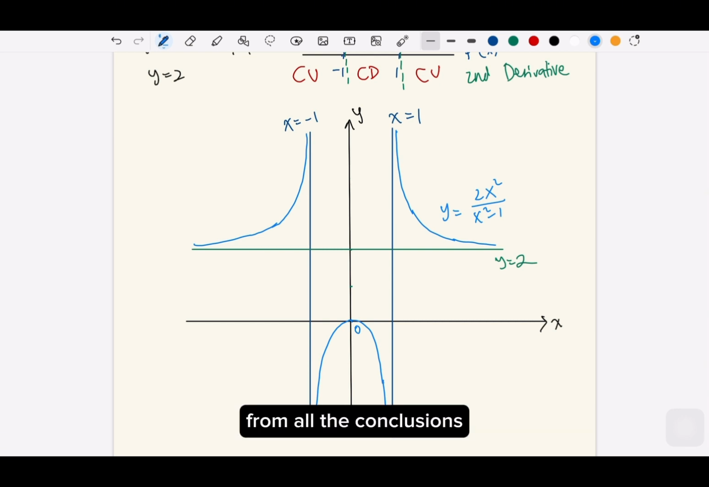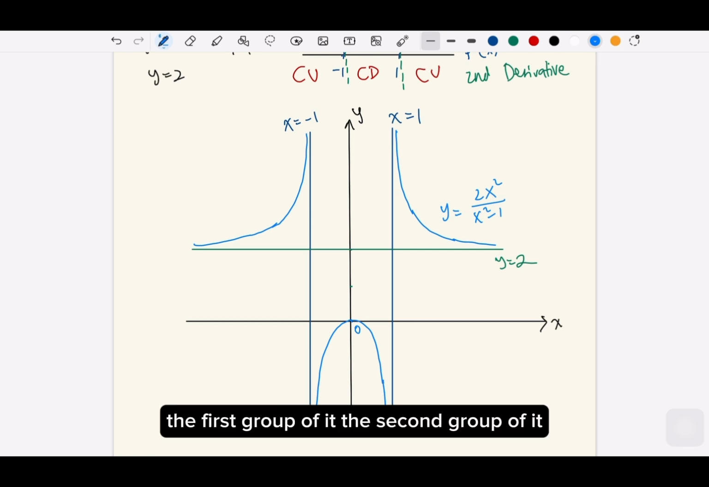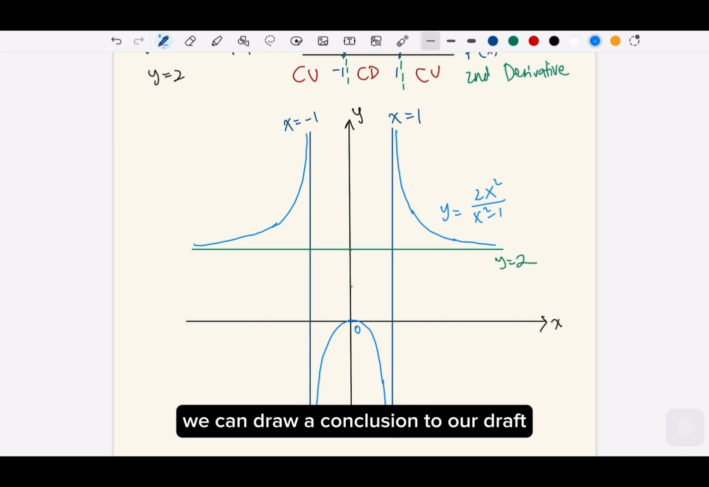From all the conclusions, the asymptotes, the first derivative, the second derivative, we can draw a conclusion to our graph. Okay?